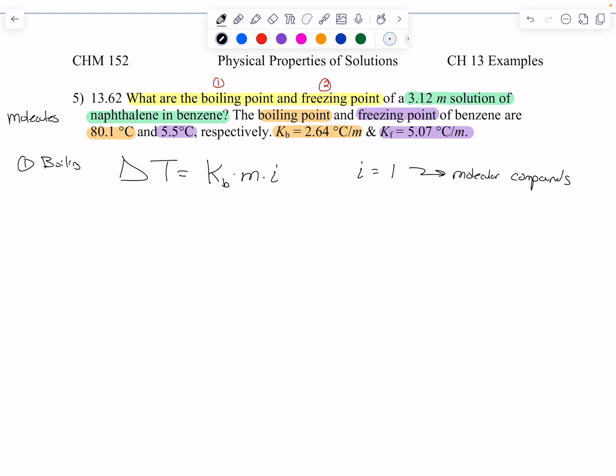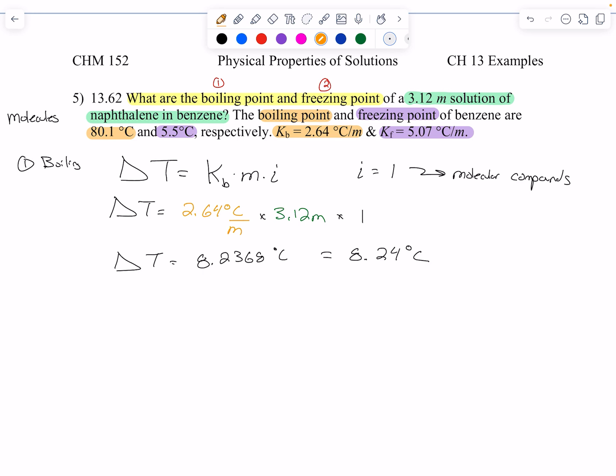All right, so delta T here for boiling would equal KB, which is 2.64 degrees Celsius per mole, and we have 3.12 mole. And I is 1. So that means delta T would be 2.64 times 3.12, which is 8.2368 degrees Celsius, which with 3 sig figs is 8.24 degrees Celsius.